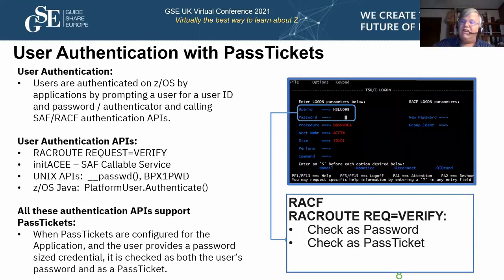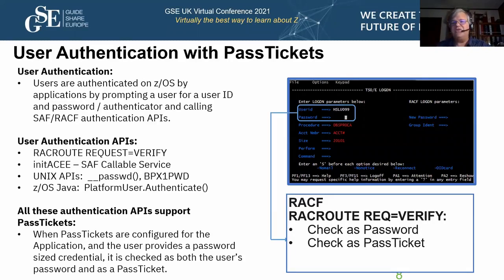They really are password substitutes. So any interface which accepts a password, so R_admin, request equals verify, initACEE, or any of those Unix APIs, even if you specified USER= and PASSWORD= on JCL, you can actually type in a pass ticket there. So any place you can accept a password, we will accept a pass ticket. That's the concept of this.